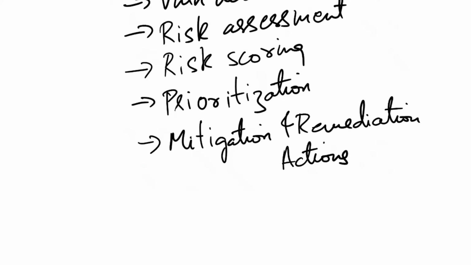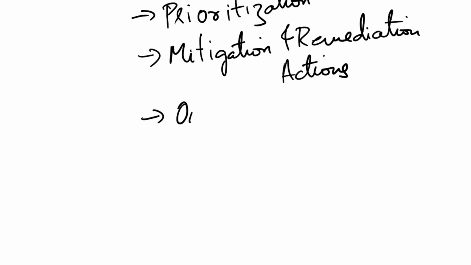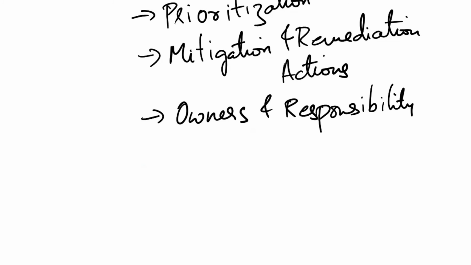For each vulnerability, the register records the planned mitigation or remediation actions. This may include applying patches, implementing configuration changes, enhancing security controls, or other risk reduction measures. Next, owners and responsibility. Specify the individuals or teams responsible for addressing each vulnerability. This ensures accountability and clear lines of responsibility for remediation.